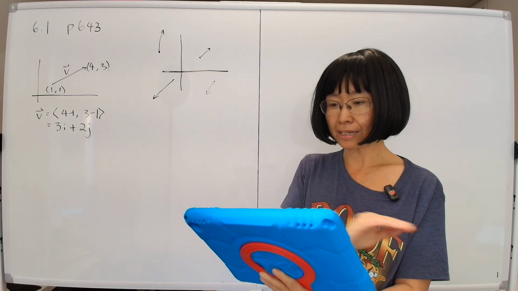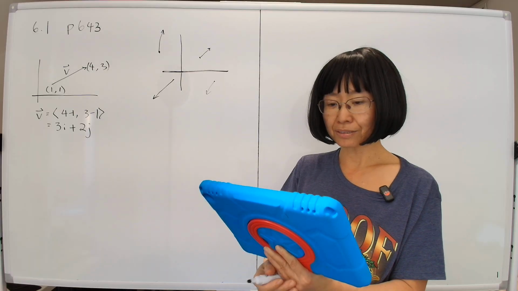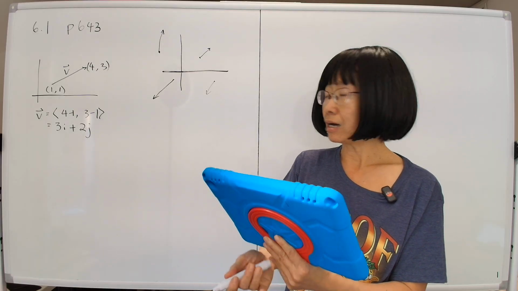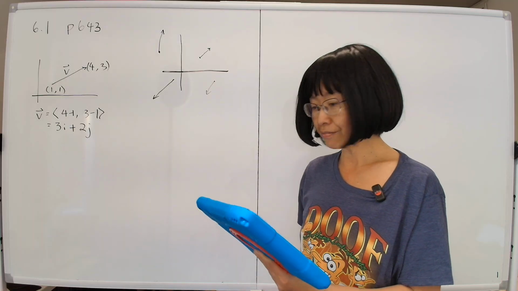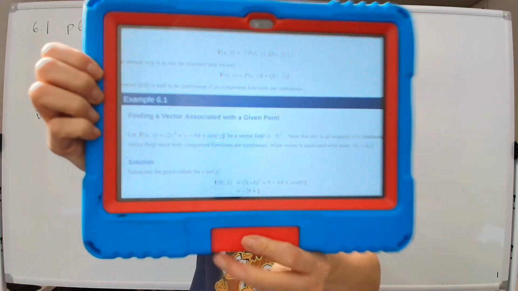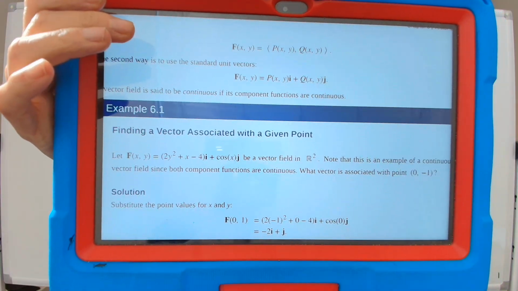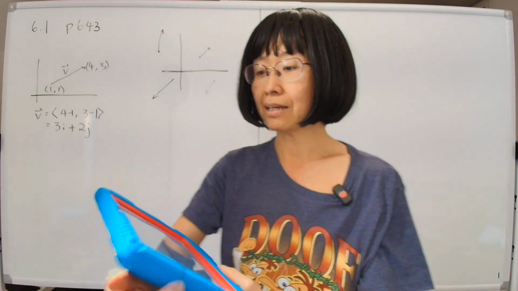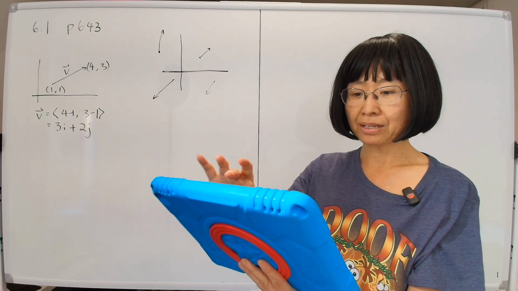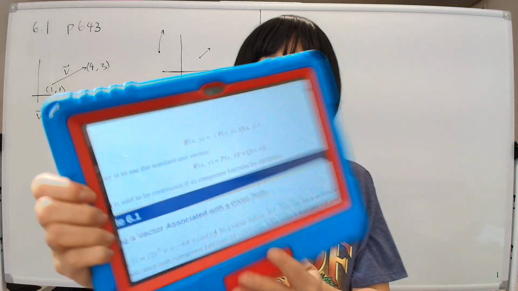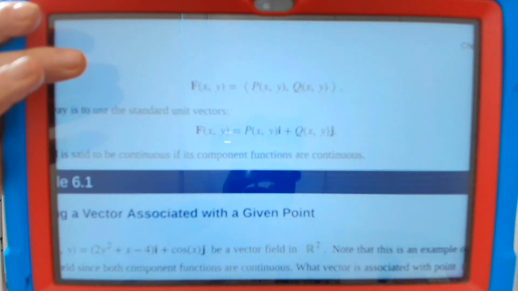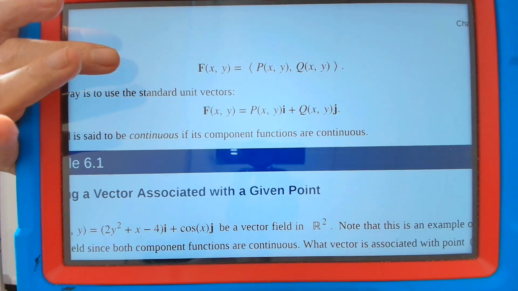So to see an example of that, let's look at example 6.1. I should first mention that the function is represented the same way a vector is represented. What is this function called? I forgot already. It's called a vector field. The vector field function can be represented with a bracket. That's the result where you plug in x and y.